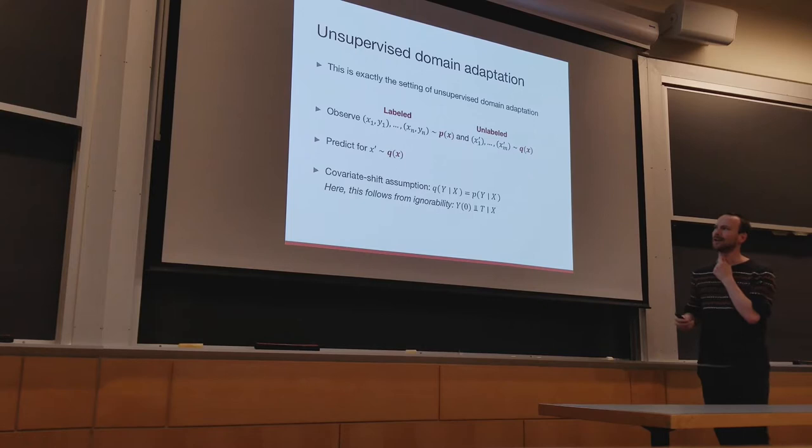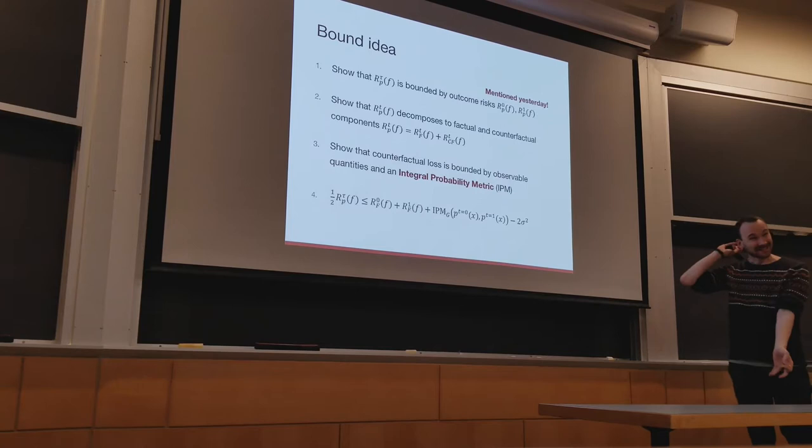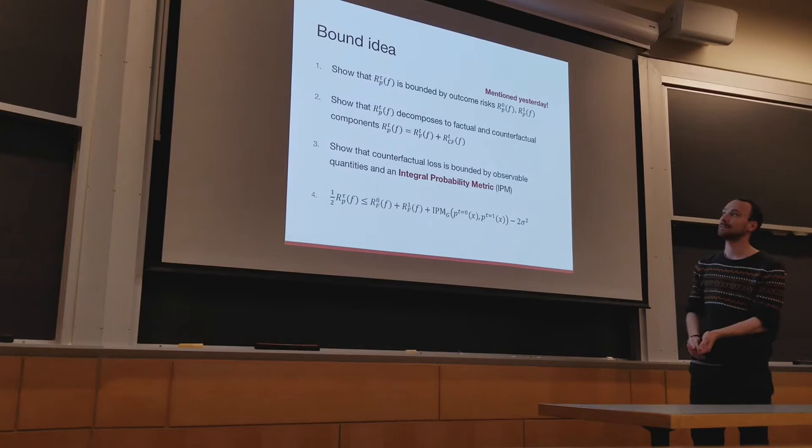So I should have said here, this is usually called the target and this is the source, in terms of the source distribution. So the bound idea will be as follows. We want to show that the estimate of the KATE, or the risk of the KATE estimate, is bounded by the risks in terms of the potential outcomes. And I said this yesterday, but I didn't prove it.